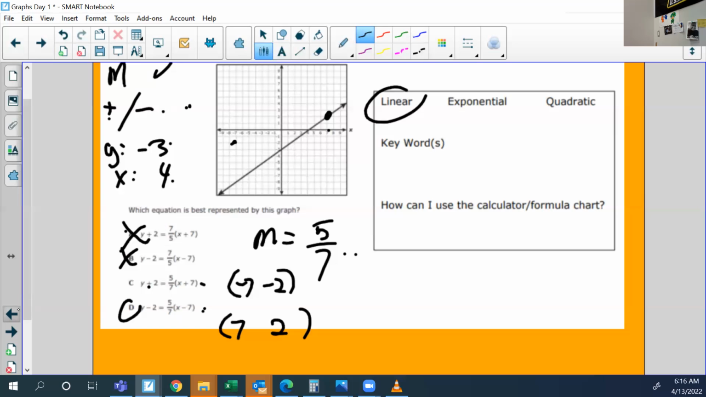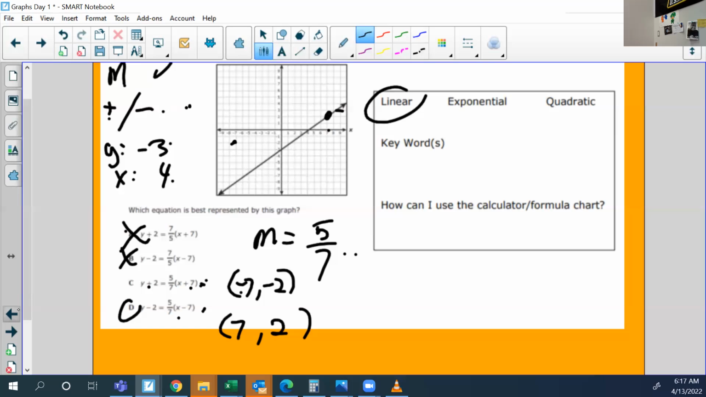Now, you could graph these 2 equations, see which one matches the line again, or you can see what point they used to write this equation. This equation here, they use -7, -2, and this one they use 7, 2. And then you see which point is on the line. All right.